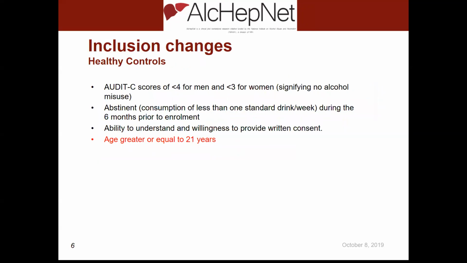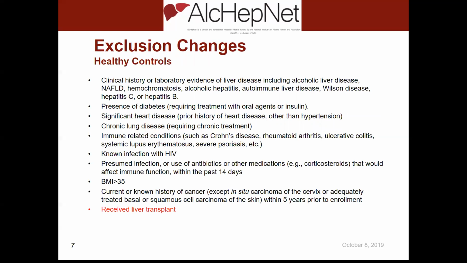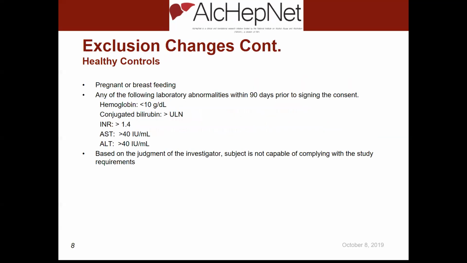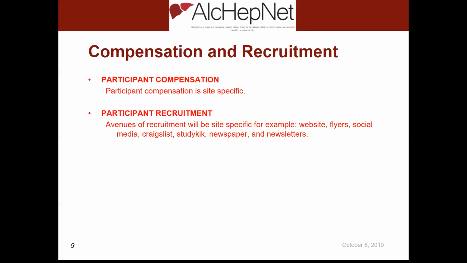Inclusion changes for healthy controls: age greater than or equal to 21 years old, so it matches the other 2 arms. And also for healthy controls, we've added received liver transplant, so now all the arms should match with that. We've also added 2 sections in the protocol so that it's more site-specific and overarching, so you don't have to go in and change that in the protocol to make it your own.